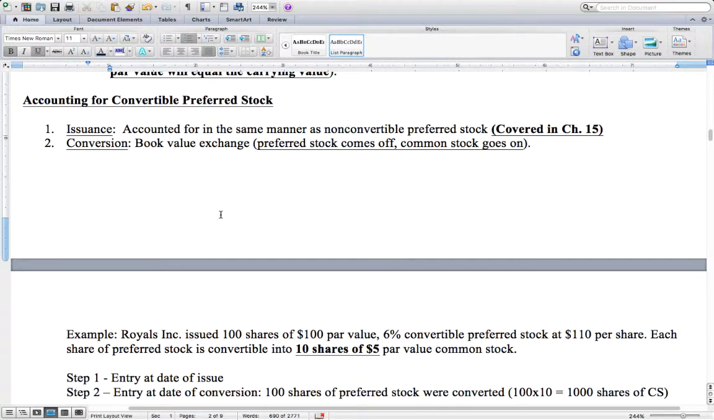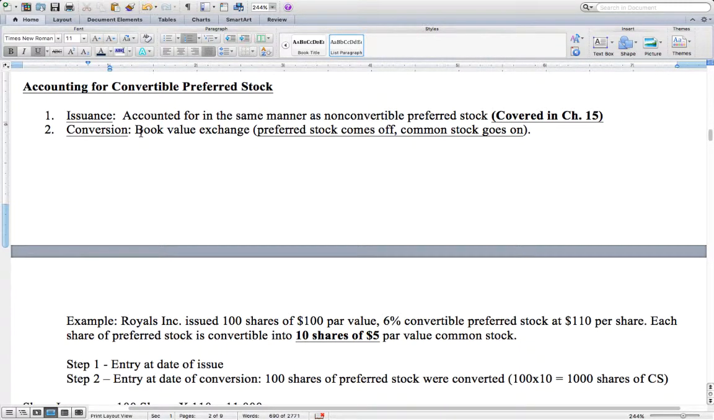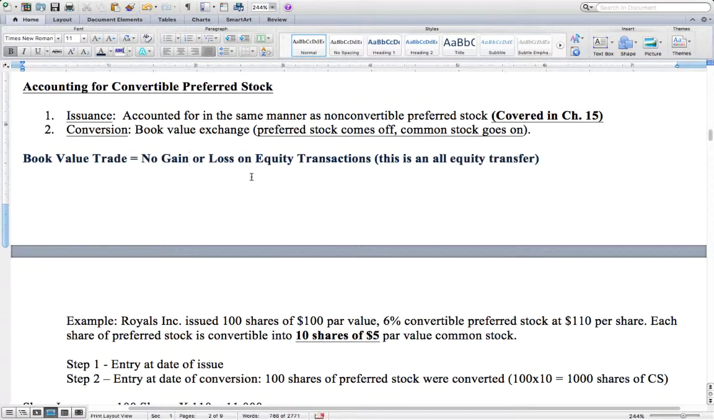Accounting for convertible preferred stock. This is accounted for at issuance in the same manner as non-convertible preferred stock that we covered in Chapter 15. The conversion date is a book value exchange. Preferred stock comes off the books and common stock goes on the books. Therefore, it is a book value trade. No gain or loss on equity transactions. This is an all equity transfer. You will remember that from Chapter 15 about the impact of owner transactions on the income statement.